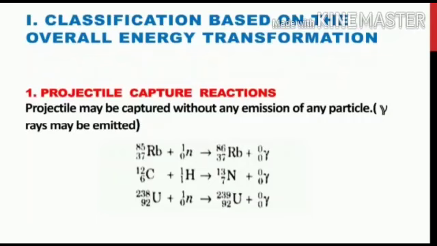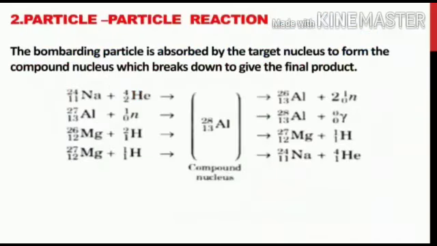Three nuclear reactions are given here. In all the three reactions, either a neutron or a proton is captured by the target nucleus. The product nucleus is formed along with the emission of gamma rays. Only gamma rays are emitted, subatomic particles are not emitted. Particle-particle reaction: in this type of reaction, the bombarding particle is absorbed by the target nucleus and forms a compound nucleus at first. Then the compound nucleus breaks down to give the final product.